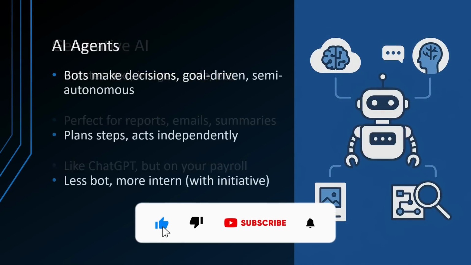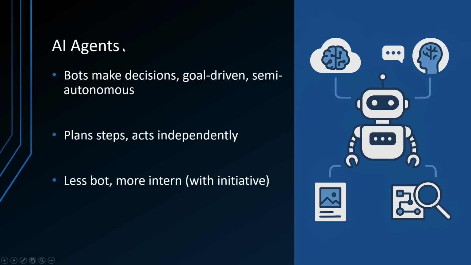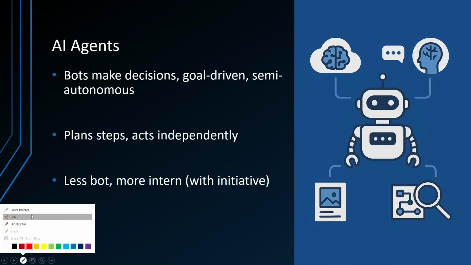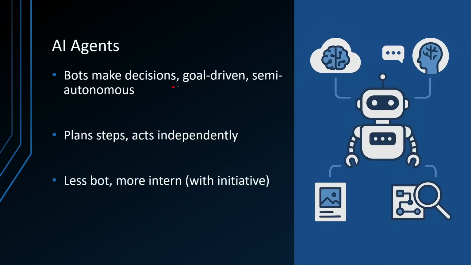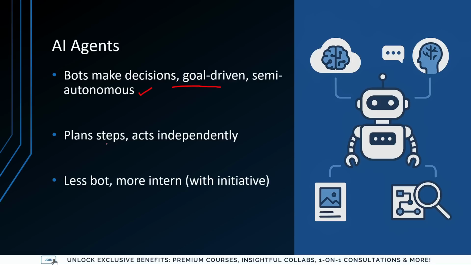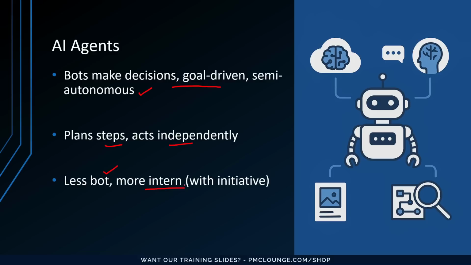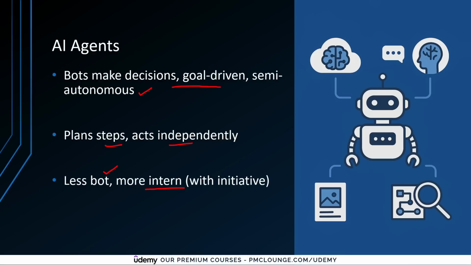Let's move on to the next concept, which is AI agents. And this is really the next step after generative AI. This is where bots make decisions, they are goal driven, and they are even semi-autonomous. They can plan steps, they can act independently. These are less bot and more of an intern for you, right? So these are not just bots, these can be treated more like interns. They have some initiative, they have some intuition as well.